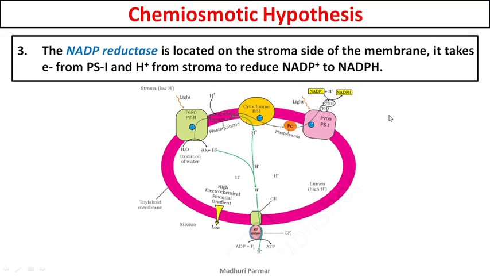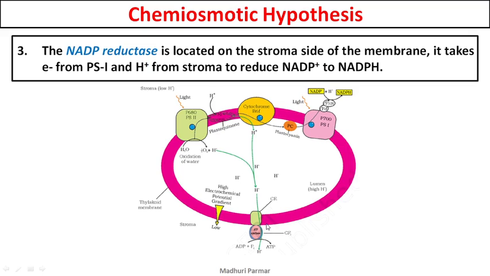So basically, what are you doing? You are reducing the H+ from the stroma and you are increasing the H+ inside the thylakoid lumen. Clear? This is what is happening. Fine. So now you have more H+ here in the lumen. What will happen to this H+?